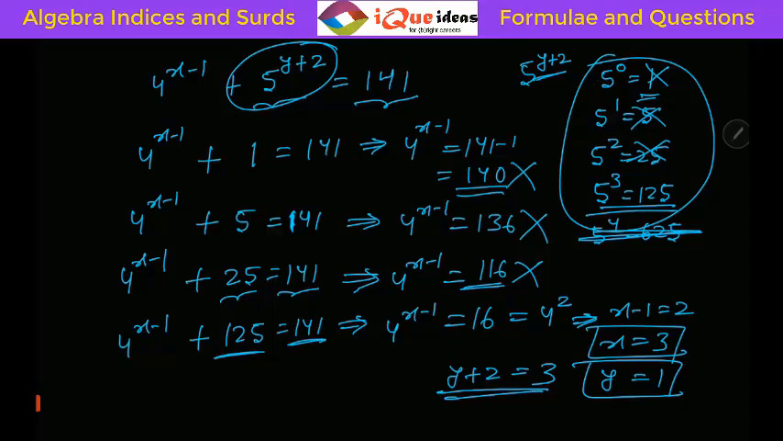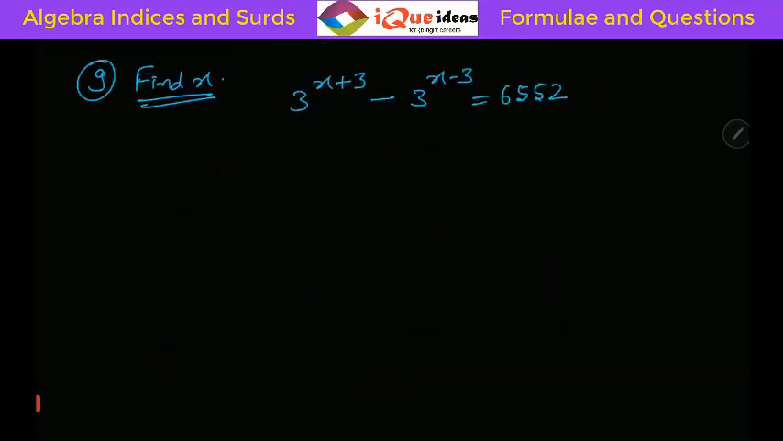Alright. But this would be a little faster and better as compared to solving the equations. Okay. Now let's go to the next question. Now this again is a very beautiful question. It says find x, 3 raised to the power x plus 3 minus 3 raised to the power x minus 3 equal to 6552. Again there will be multiple methods. So I'll take first method 1.